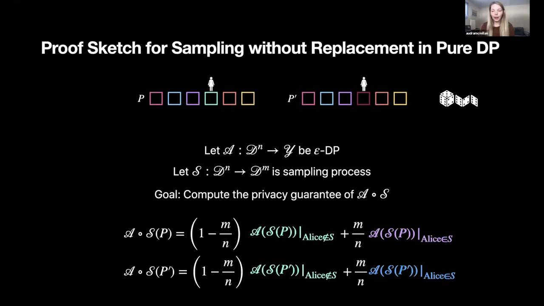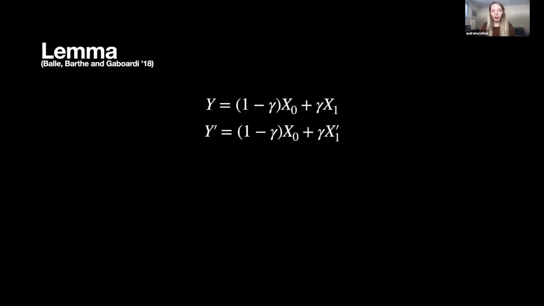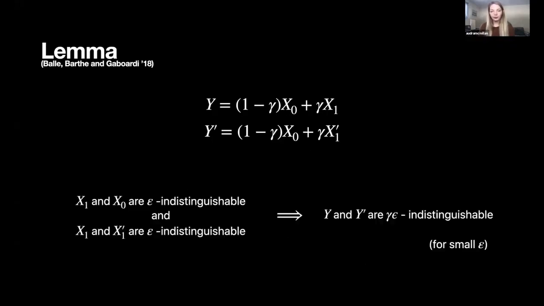Okay, so now I want to analyze this, and I can actually appeal to a more general lemma about indistinguishability. So I have two distributions, Y and Y prime, and both of them sample from the same distribution X0 with probability 1 minus gamma. So with probability 1 minus gamma, they're the same. And with probability gamma, they are different. What this lemma says, and actually the lemma in the paper is a little bit more general than this, but this is the version we need.